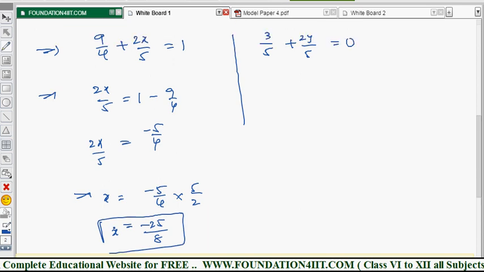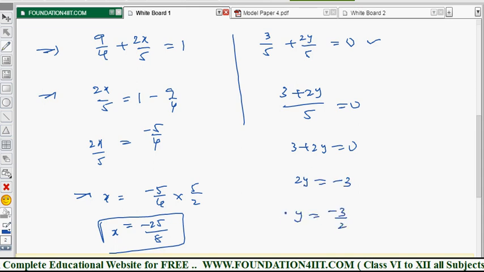Now from the second equation, you'll find out the value of y. Now 3 plus 2y by 5 is equal to 0. So 3 plus 2y is equal to 0, because 0 into 5 is 0. And 2y is equal to minus 3. From this, y is equal to minus 3 by 2. This is the value of y.